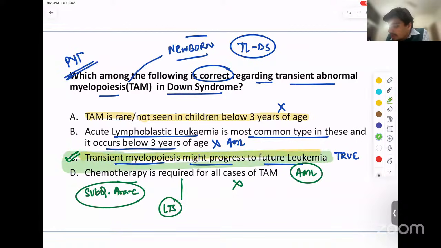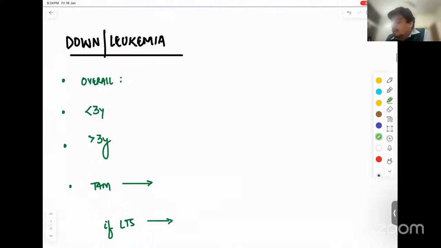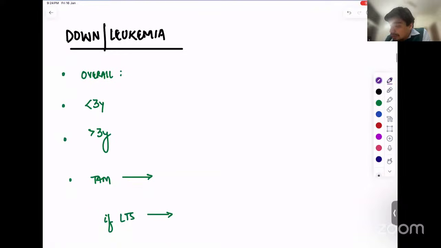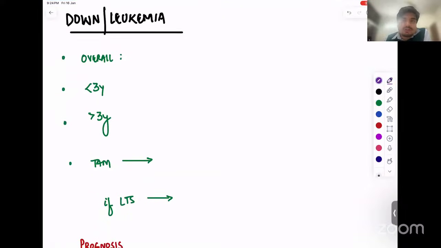Option C will be the correct answer. All right. So a little bit about Down syndrome and leukemia, because this is something which is being asked so frequently. Anyone who's just watching this, even if you're not a subscriber to Doc Tutorials, you will definitely benefit from this particular table.